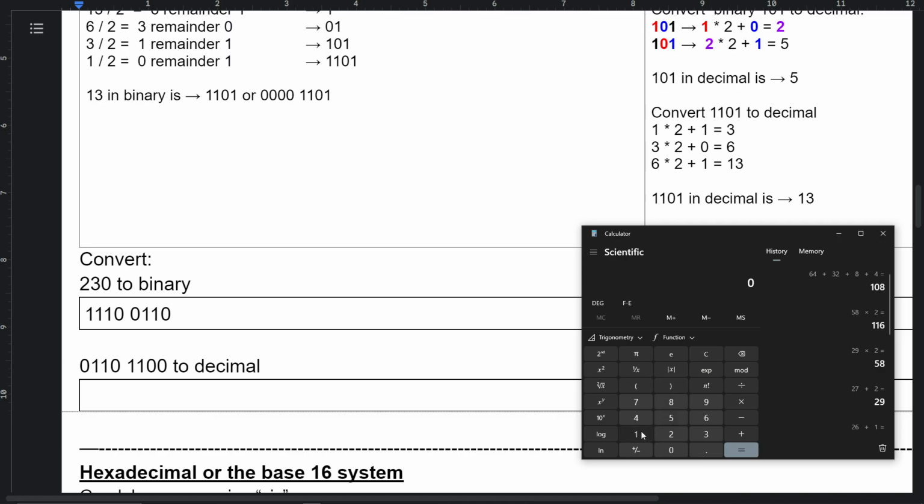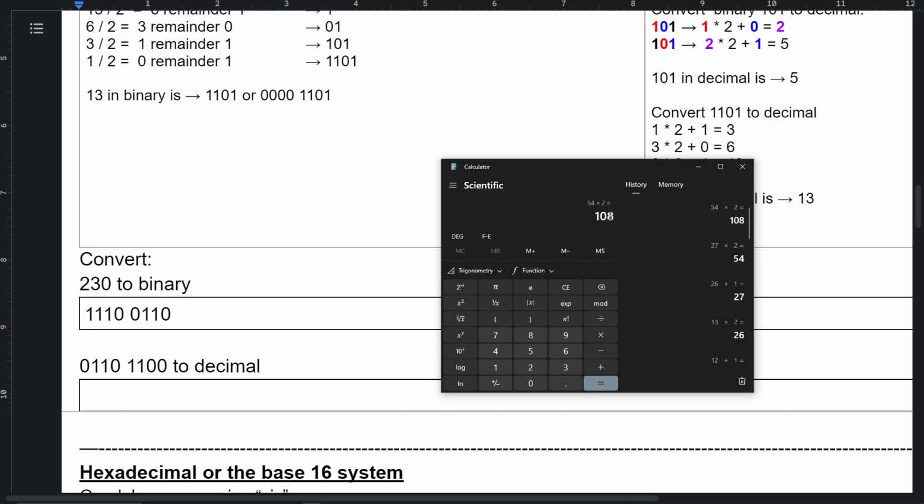So we take 1, multiply it by 2. We add 1, multiply that by 2. We add 0, so we can skip that. We're going to multiply by 2 again. This time we need to add 1. Then we multiply by 2. We still need to add 1 again. Then we multiply by 2. Then we multiply by 2. And there we go, 108. So I must have just messed up on my adding there.